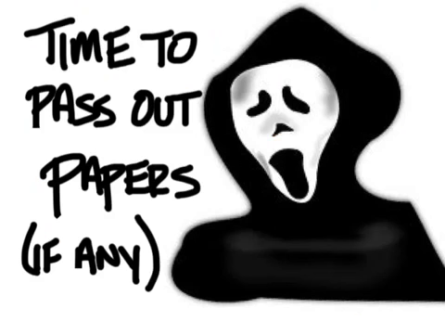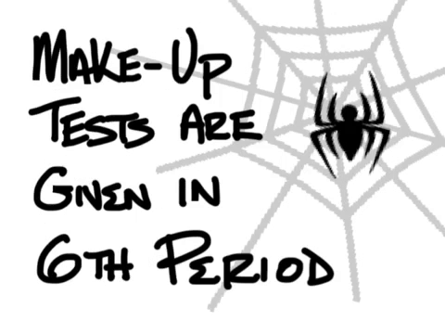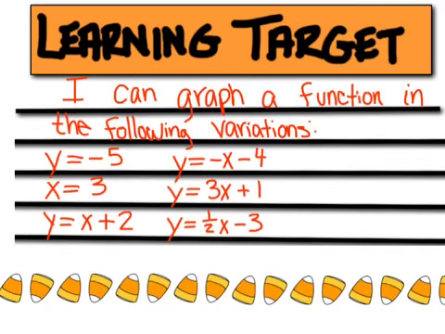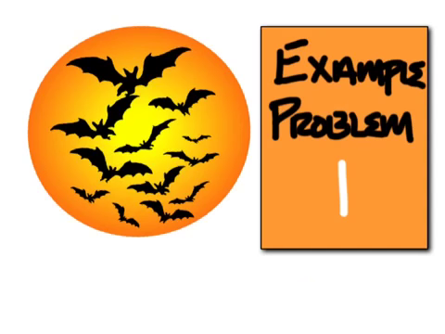Alright, no papers to pass back today. If you need to make up a test, go ahead and come in 6th period. Our objective for today is 9th grade patterns, functions, and algebra. Number 4. Our learning target is we're going to graph the functions here. Y equals negative 5, x equals 3, y equals x plus 2, y equals negative x minus 4, y equals 3x plus 1, and y equals 1/2 x minus 3.